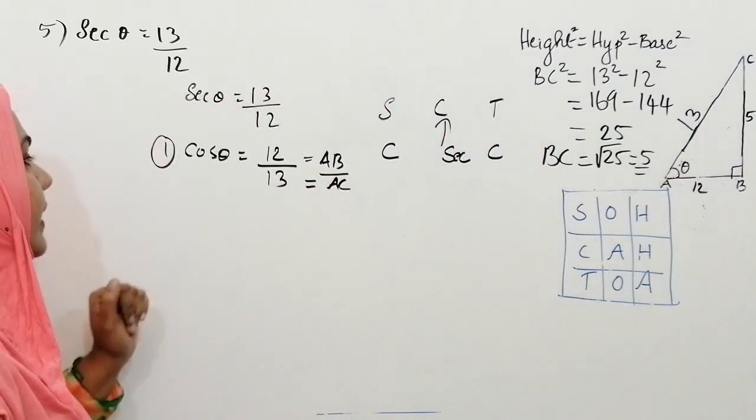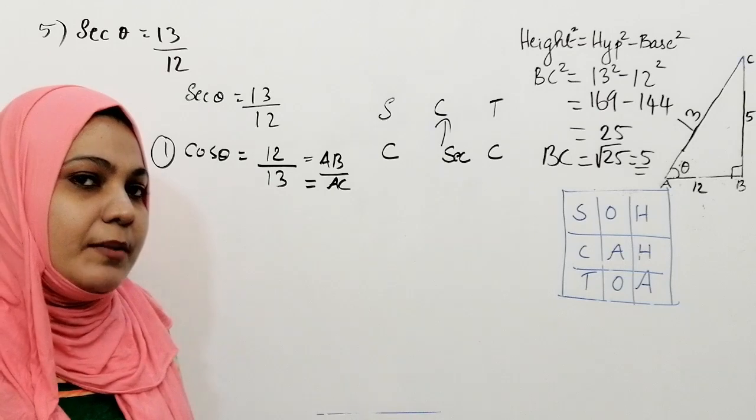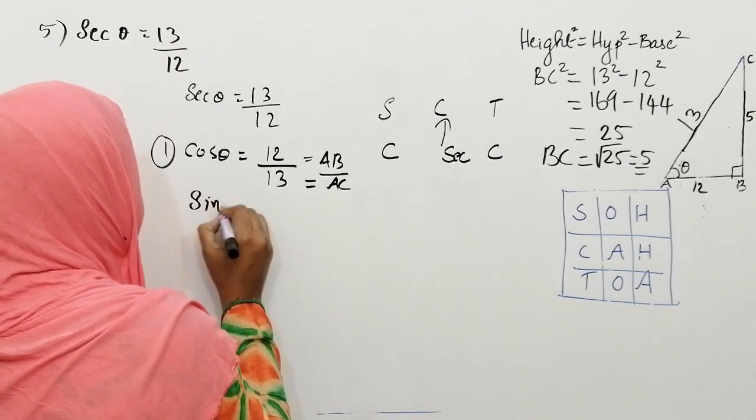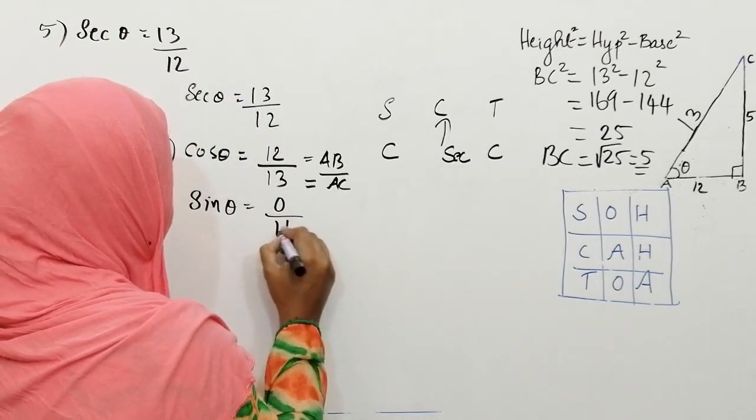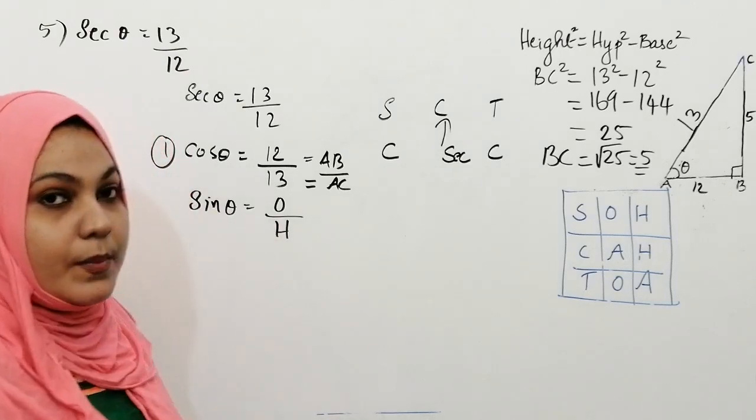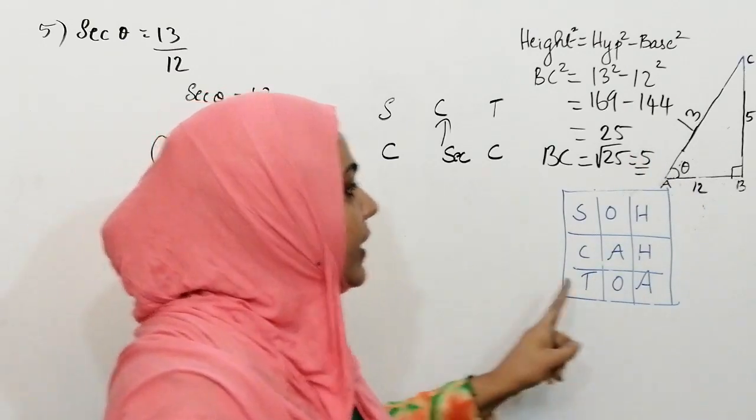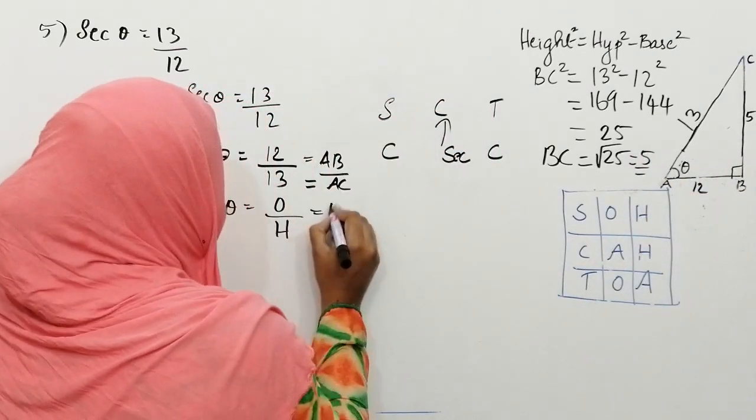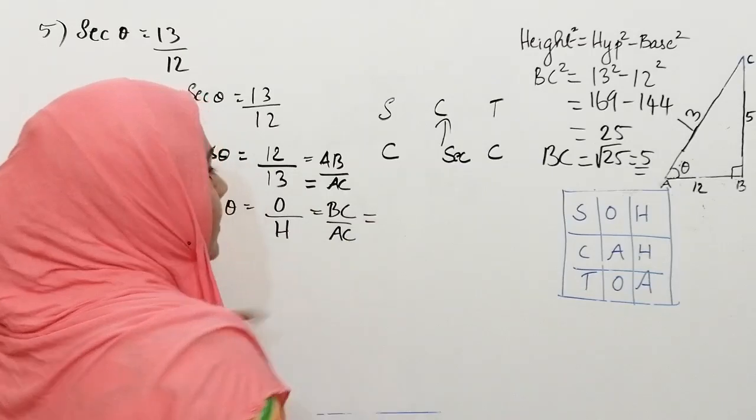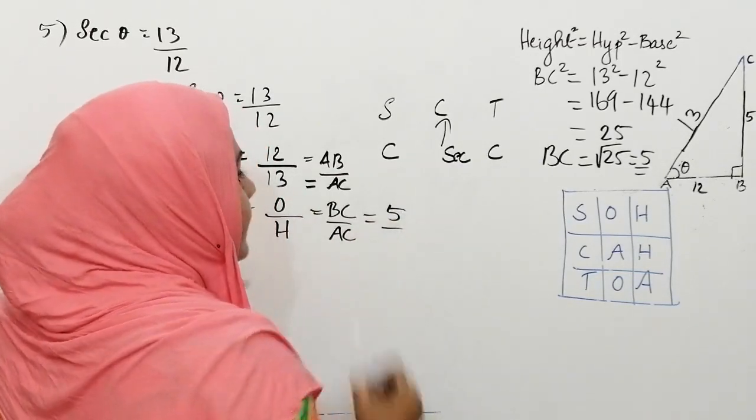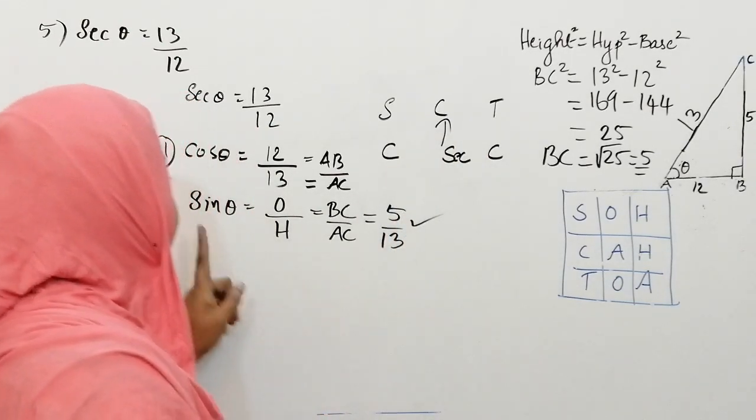So let's come to our question. So we found one trigonometric ratio, cos theta. So next what can we find? We can start with sine. So sine theta is equal to, what is sine? Opposite to hypotenuse. According to this reference angle, that means according to our theta, what is the opposite side? BC is the opposite side. And what is the hypotenuse? AC is the hypotenuse. So what is the measurement of BC? 5. And what is the measurement of AC? 13. So we found our second trigonometric ratio, that is sine theta.